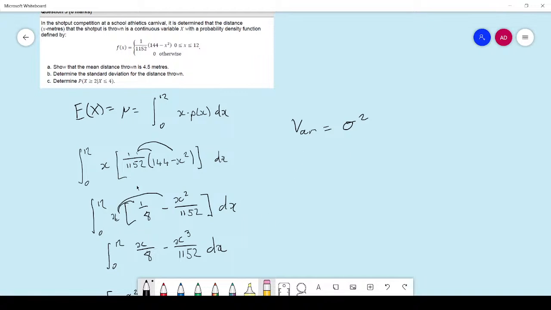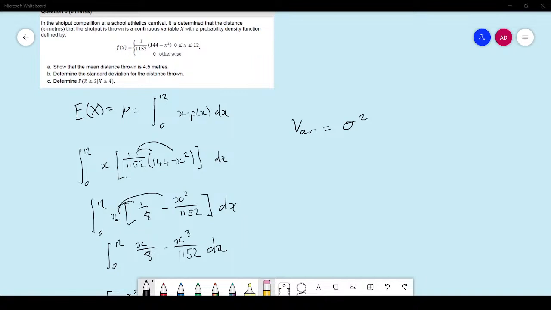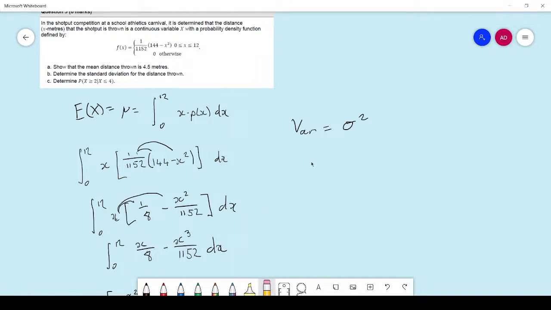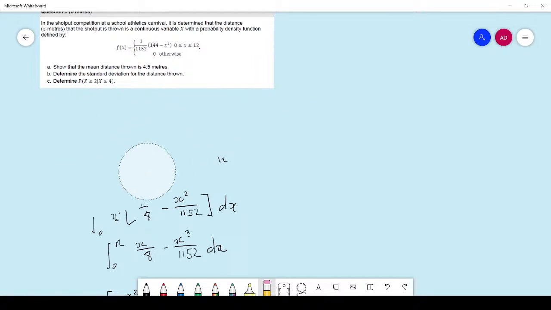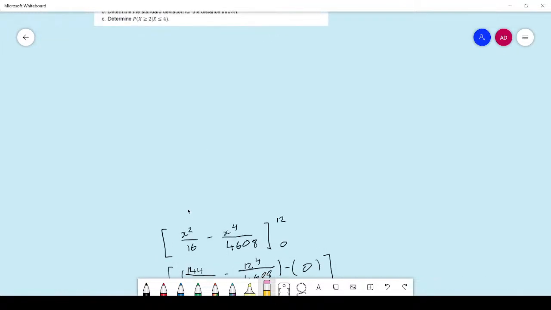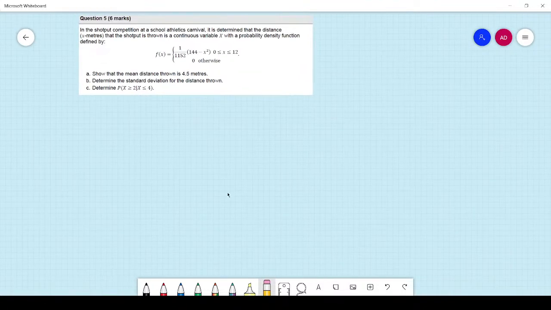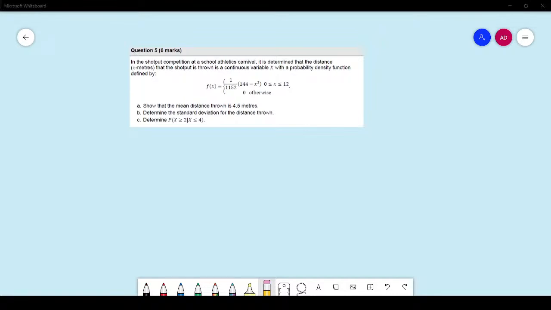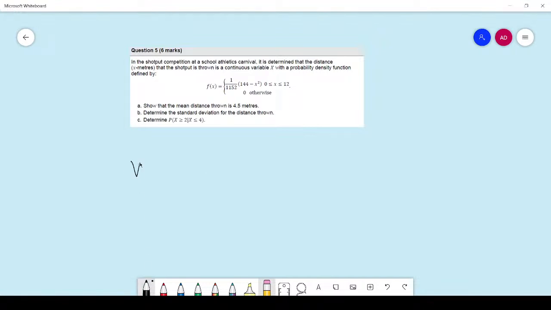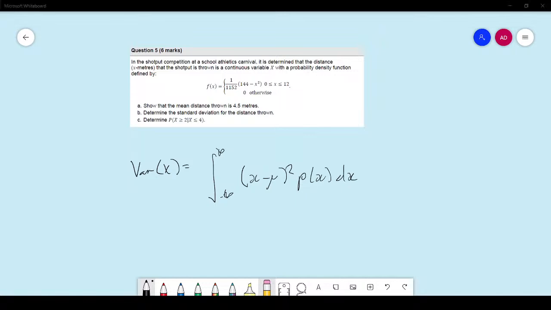So let's find the variance first, which is x minus mu squared. Let me go ahead and rub all this stuff out. So variance of x equals the integral between negative and positive infinity of x minus mu all squared times p(x) with respect to x.